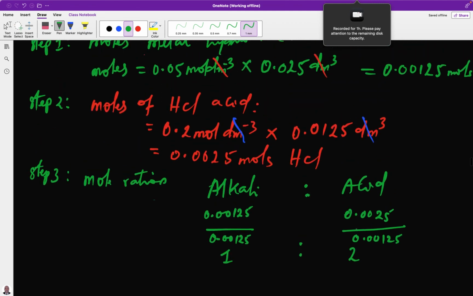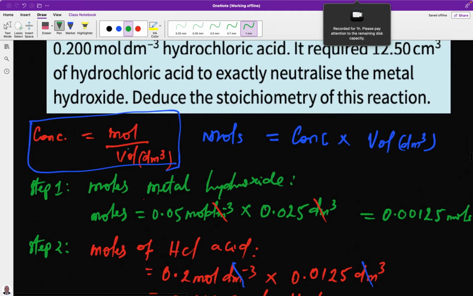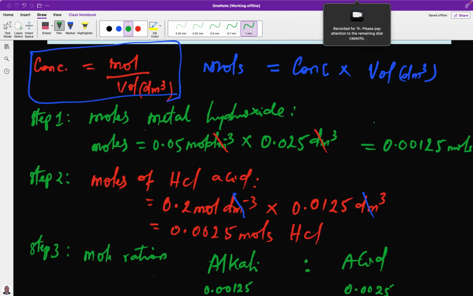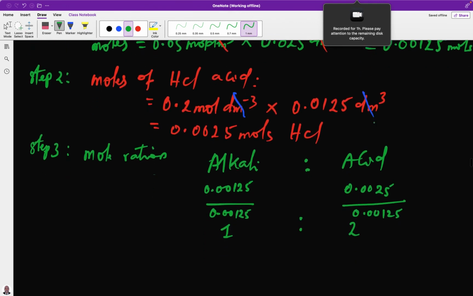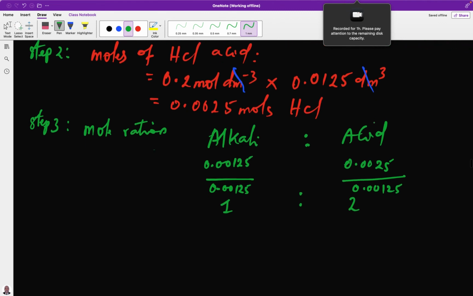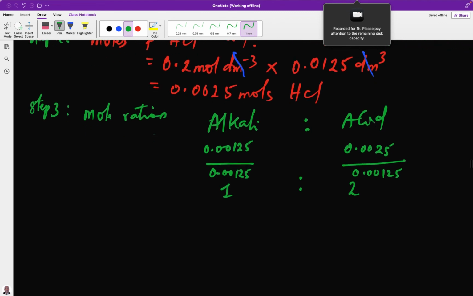Then the question says, deduce the stoichiometry of this reaction. That is the quantities reacting. What quantity of the acid is reacting with what quantity of the alkali. We have deduced it to be 1 mole to 2 moles of the acid. So now we can write our equation. Step number 4, stoichiometric equation.